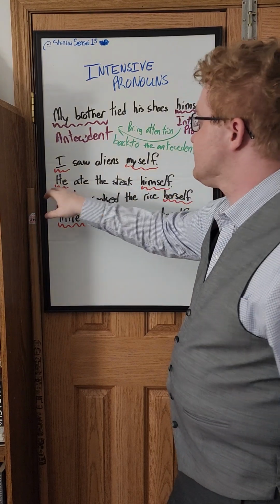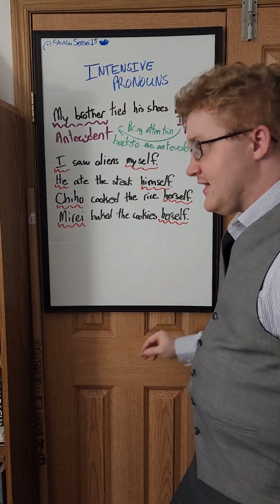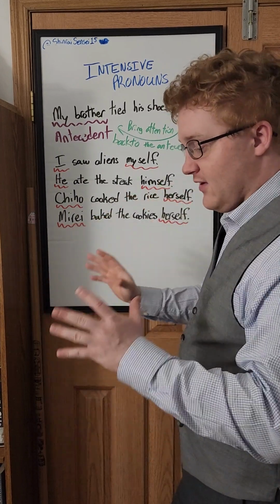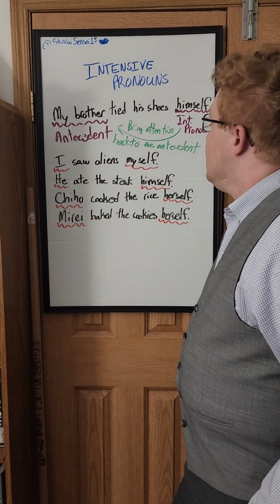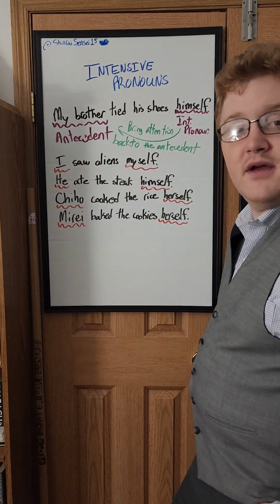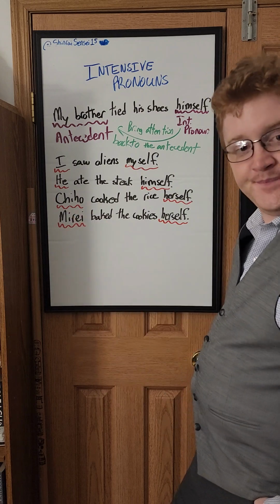And it constantly calls back to the antecedent. So it says, bring attention back to him. Bring attention back to it. Bring attention back to her. Bring attention back to whatever it is. So in this sentence, it's he you're trying to pay attention to. So that guy ate the steak all by himself. Who did it? That guy.